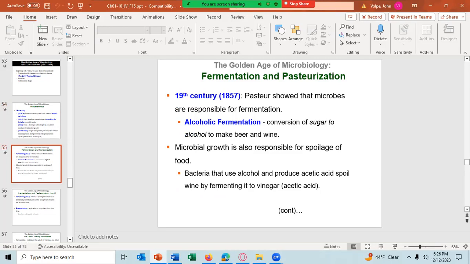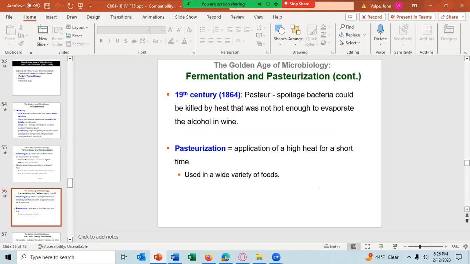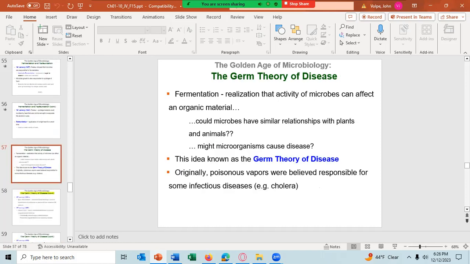Pasteur also showed alcoholic fermentation. So he showed that fermentation goes and started pasteurization, which is why it's called that, after Louis Pasteur. He was also the first person to show how vaccines work and then the steps for making a vaccine. And he went on and made a few vaccines himself, such as the rabies vaccine.